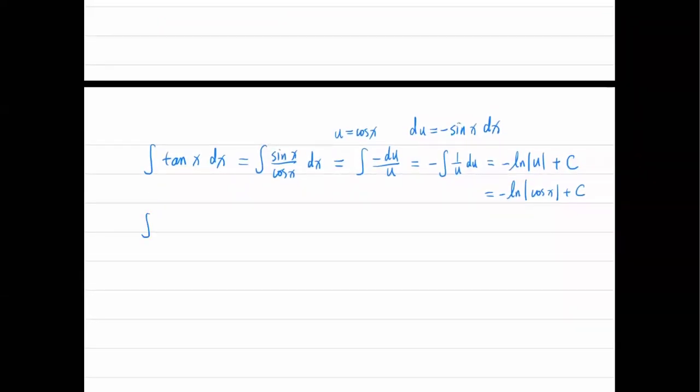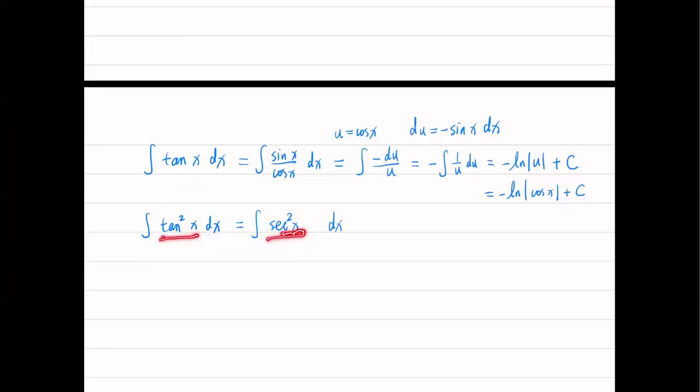Second one, let's raise the power. Tangent square x dx. Okay. This one, we know that the derivative of tangent is secant square. What's the difference between tangent square and secant square, Zishan? How do I go from tangent to secant square? Minus 1. Okay, yes, Sophia knows.